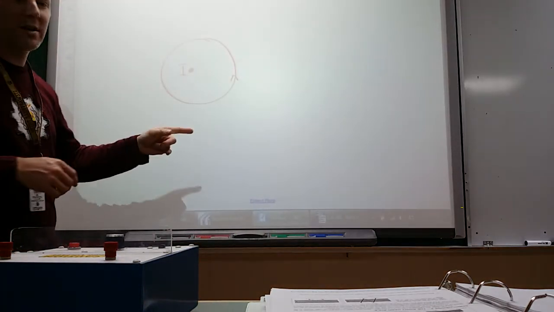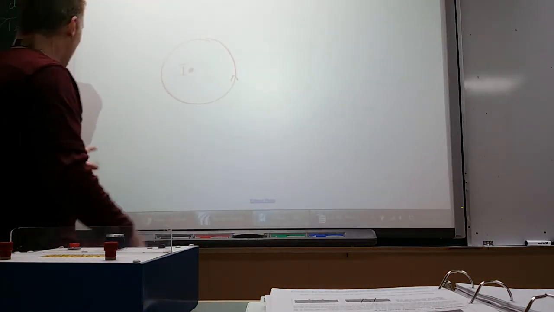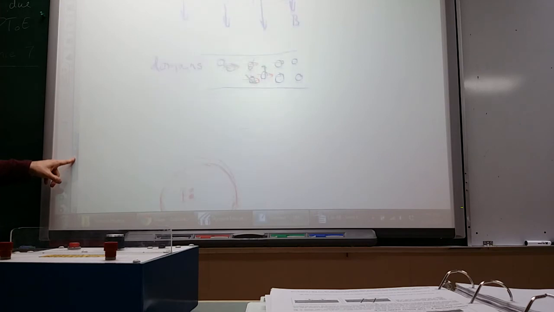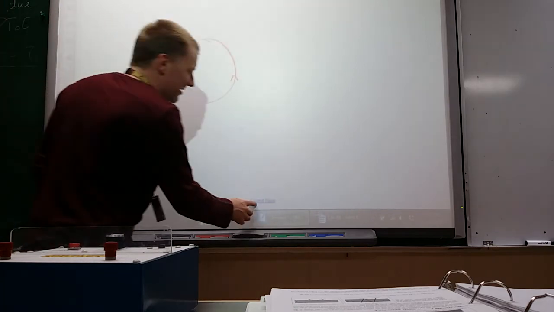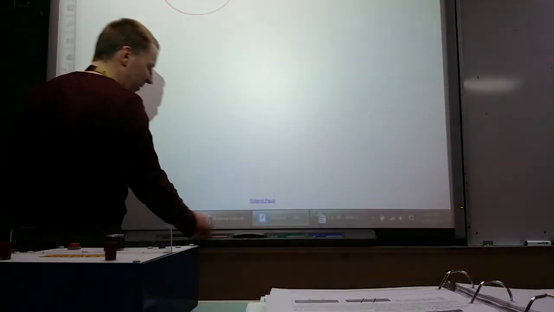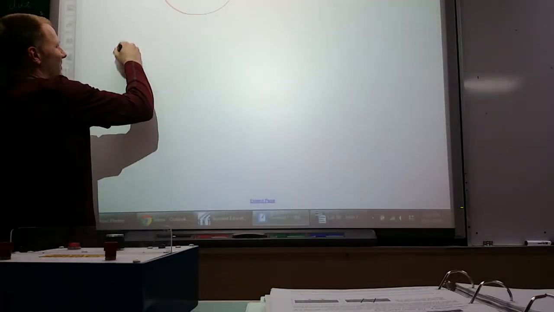Okay, so let's finish up with this. We saw right away that moving charges create magnetic fields perpendicular to their movement. Could we get one of the lights turned off, please? It'll be too bright, I think, to show up on there. What we saw with that is that magnetic fields exert a force on moving charges, too. There we are.